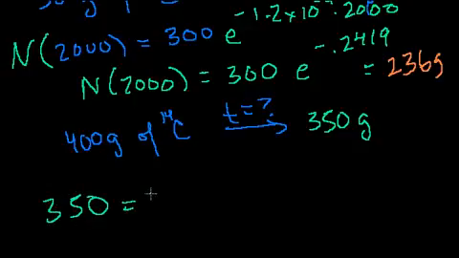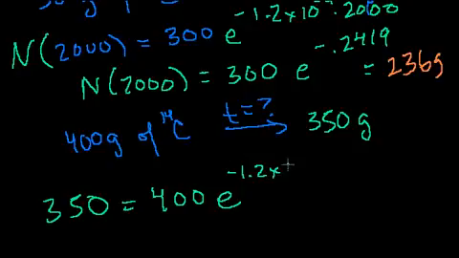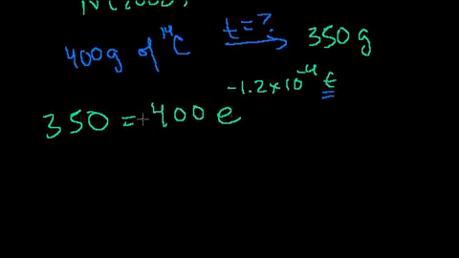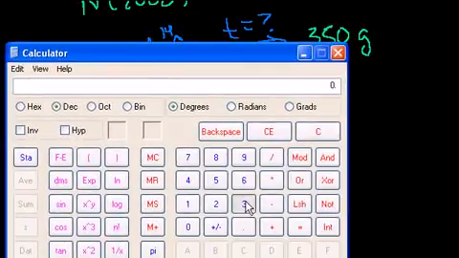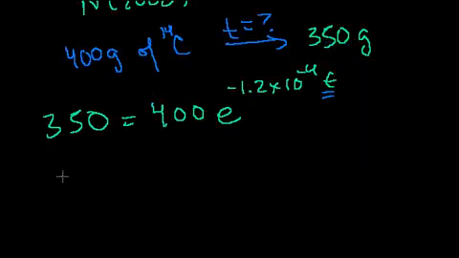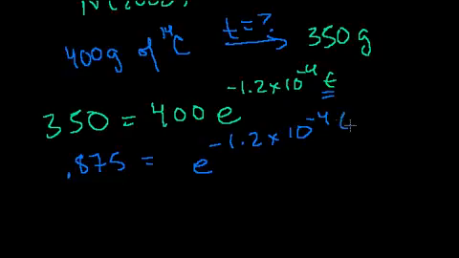It's equal to the amount that I started off with, 400 grams, times e to the minus k, that's minus 1.2 times 10 to the minus 4, times time. And now we solve for time. How do we do that? Well, we can divide both sides by 400. What's 350 divided by 400? It's 7/8. So 0.875 is equal to e to the minus 1.2 times 10 to the minus 4 t.